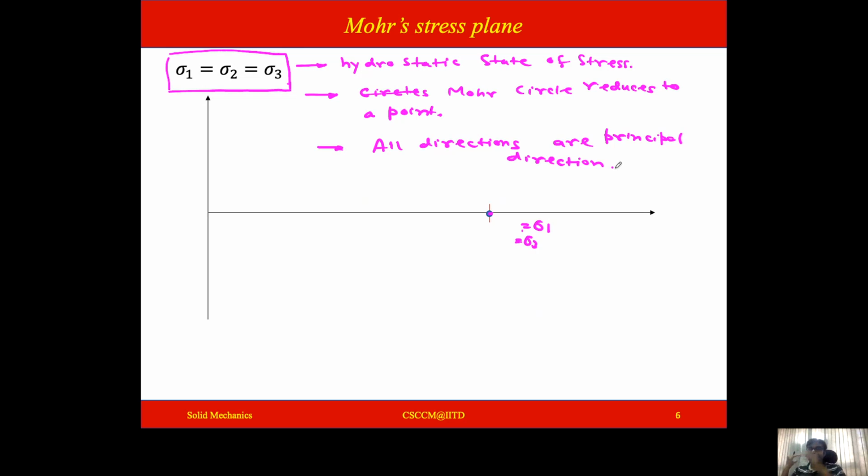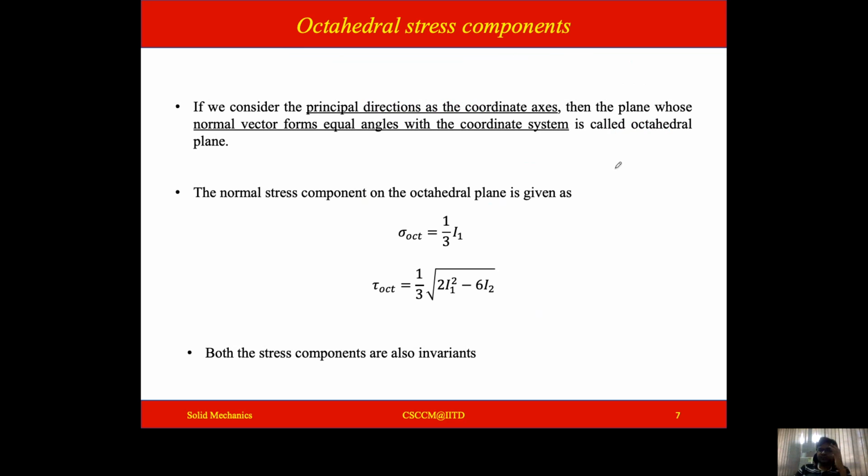Now there are some other concepts that I would like to discuss. These are concepts which are related to state of stress, but not really to Mohr circle. And the first such concept is the octahedral stress component. So what is octahedral stress? If we consider a principal direction as the coordinate axis, so that is what is written here, then the plane whose plane normal forms equal angle with the coordinate system is known as the octahedral plane.